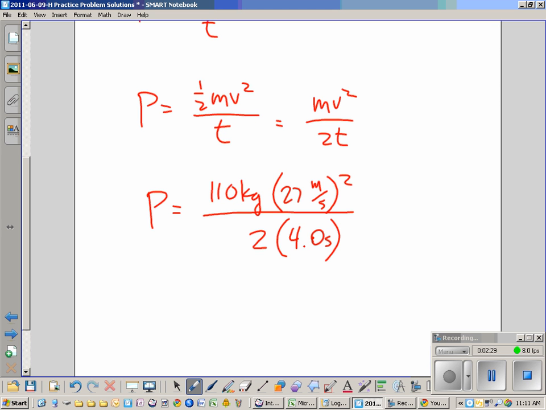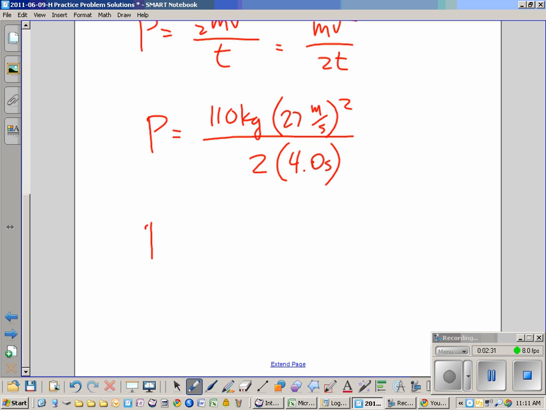That's watts. So when we plug all that in, what do we get? This gives us 1.0 times 10 to the fourth. Again, kilogram meter squared per second cubed is watts. Watts. That is correct.